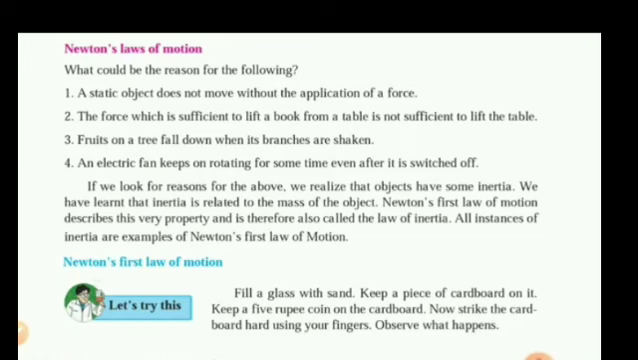Next topic is Newton's law of motion. Some examples are given here. A static object does not move without the application of a force. The force which is sufficient to lift a book from a table is not sufficient to lift the table. Fruits on a tree fall down when its branches are shaken. An electric fan keeps on rotating for some time even after it is switched off.